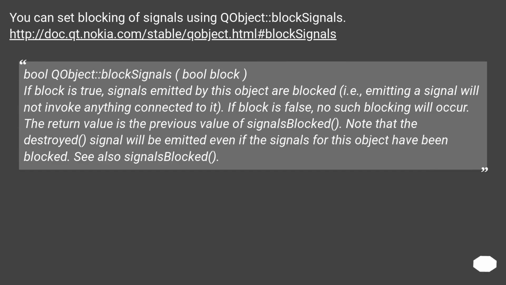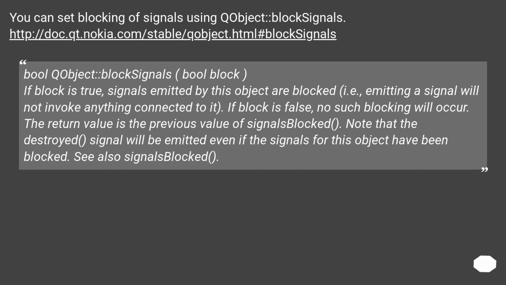You can set blocking of signals using QObject::blockSignals. This URL. bool QObject::blockSignals(bool block). If block is true, signals emitted by this object are blocked, i.e., emitting a signal will not invoke anything connected to it. If block is false, no such blocking will occur.